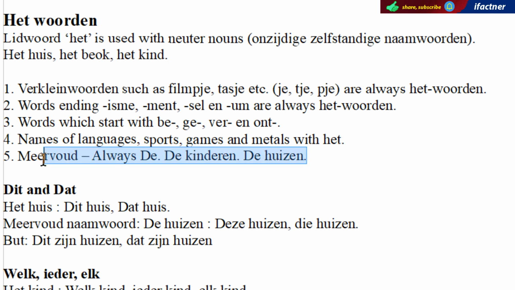And remember that if we use the meervoud of the het woorden, then they become de woorden. For example, we have got het kind, but de kinderen, het huis, but de huizen. So you can use de with the meervoud of the het woorden and the de woorden.